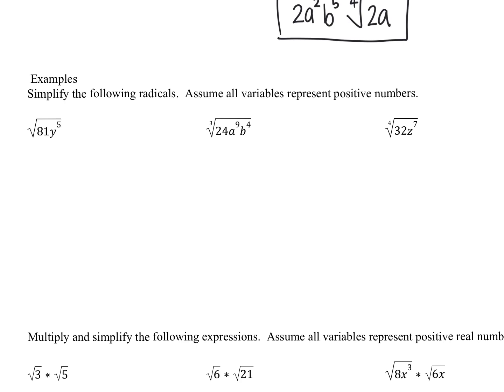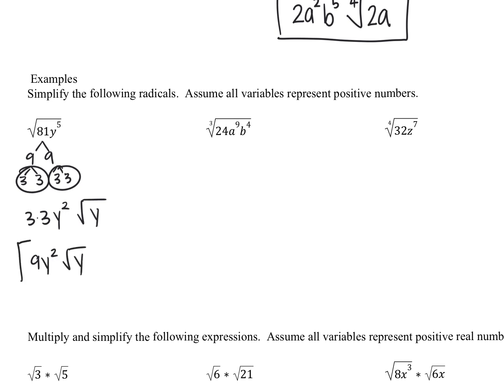So for the square root of 81 y to the 5th, I can break down 81 as 9 times 9, which then is 3 times 3 and 3 times 3. So you have 2 groups of 3, which are going to multiply on the outside. Then y to the 5th, there are 2 groups of 2 in that. And then underneath the square root, I still have a y. So my final answer is 9y squared square root y.